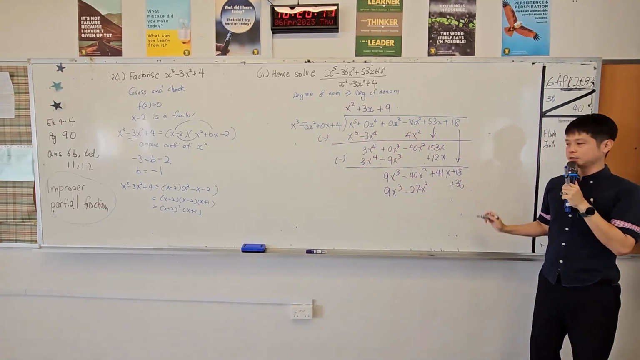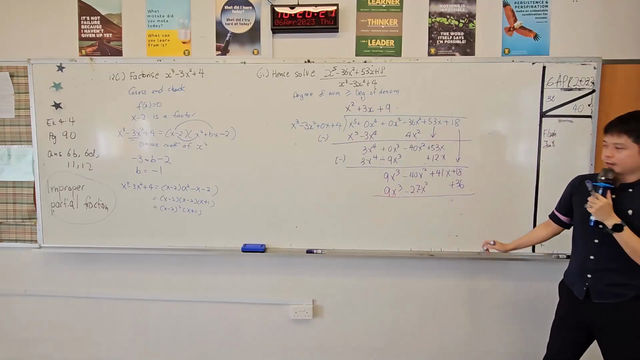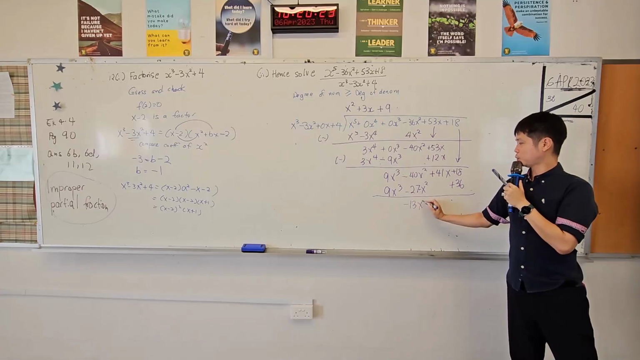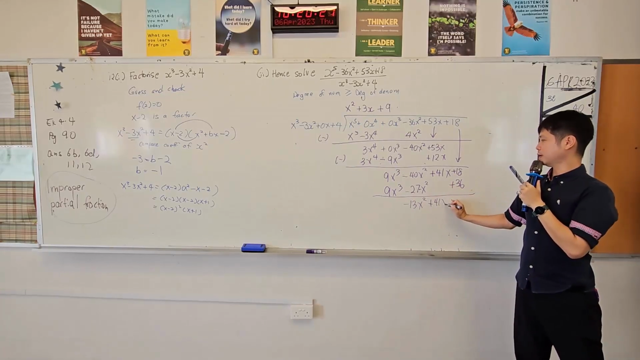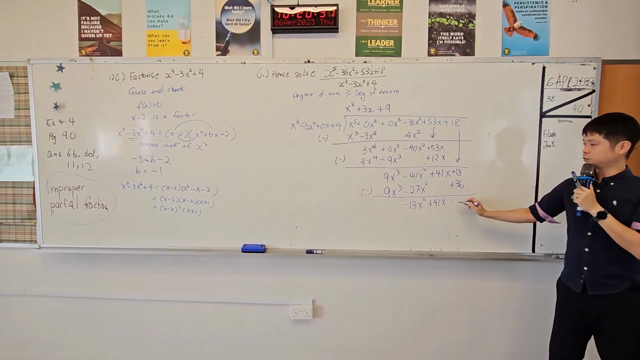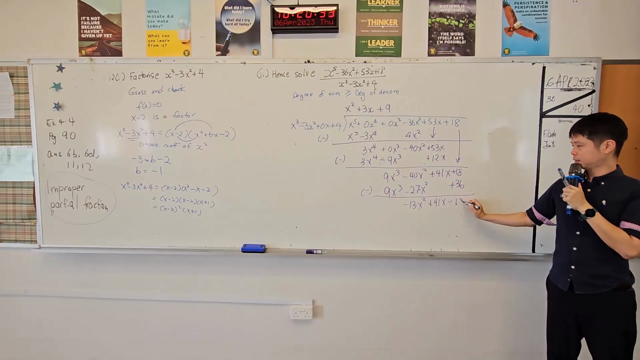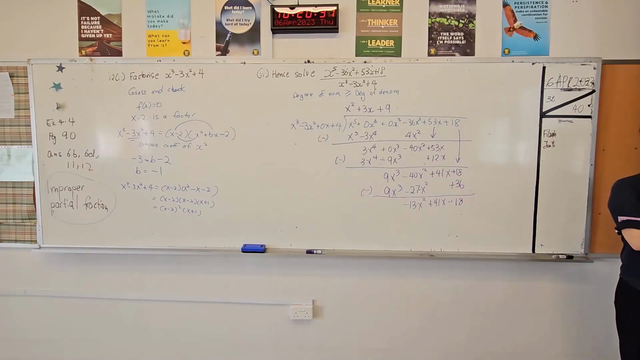Because it's a constant. And finally, I will have negative 13x squared. Bring down plus 41x, okay, in case I forget. This minus this will be minus 18. So that is done for our long division.